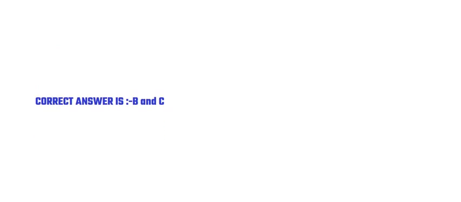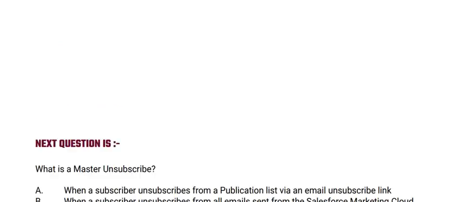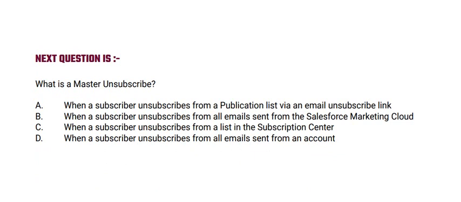The correct option is option B and C. Next question is, what is a master unsubscribe? Options are: option A, when a subscriber unsubscribes from a publication list via an email unsubscribe link.